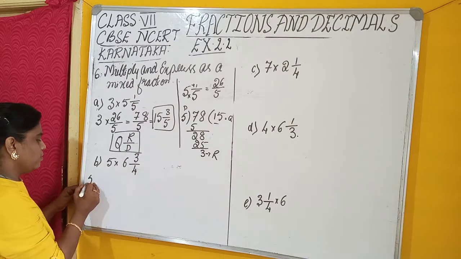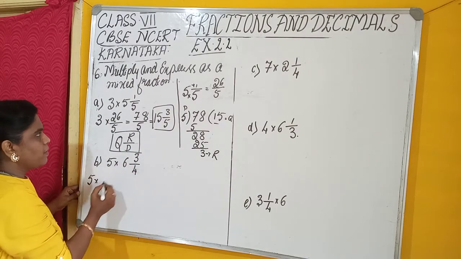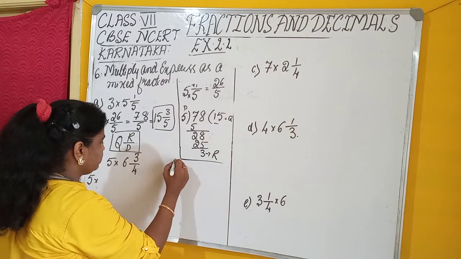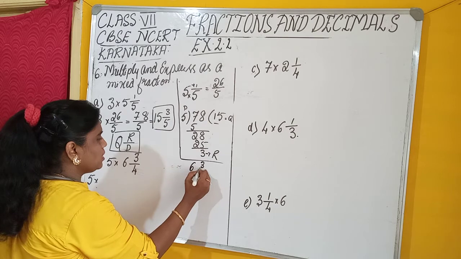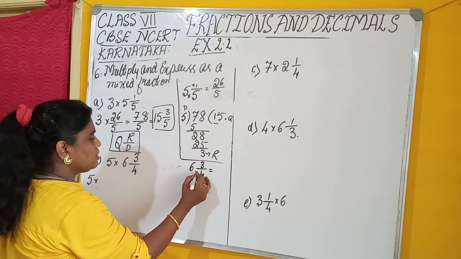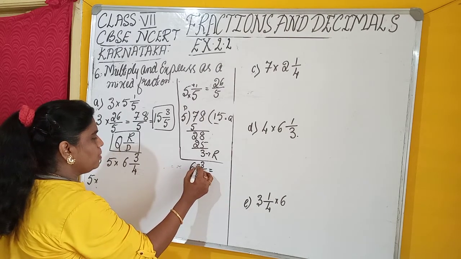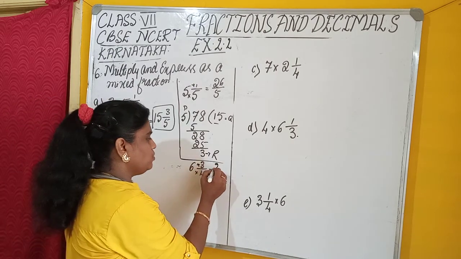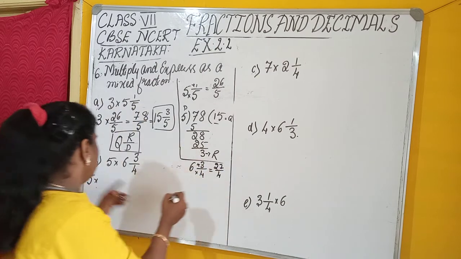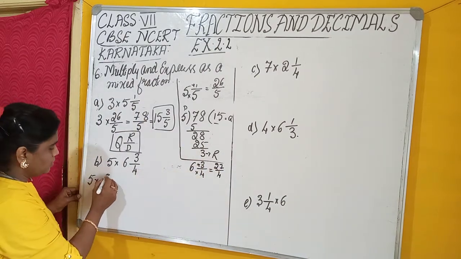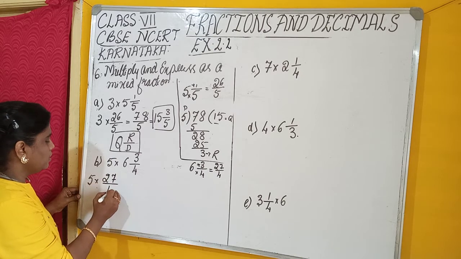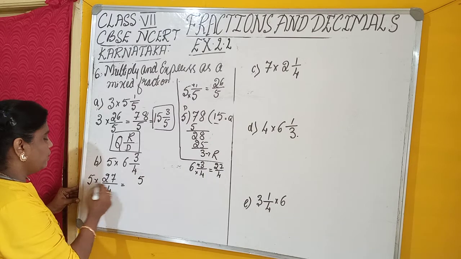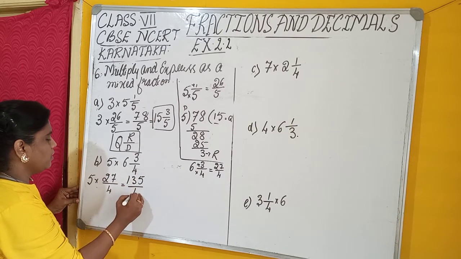Now 5 into 6 3 by 4. Here we can make it easy by converting 6 3 by 4. 6 fours are 24 plus 3, otherwise 4 sixes are 24 plus 3 is 27 by 4. Here we have to multiply 5 with 27 by 4. That is equal to 7 fives are 35, 5 twos are 10, so 135 by 4.